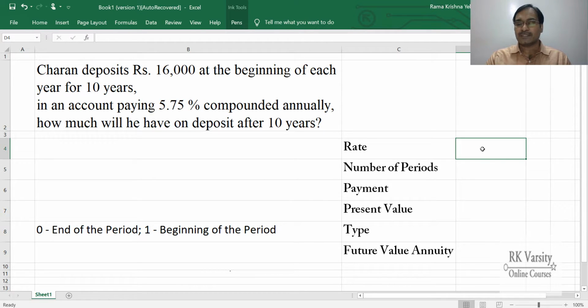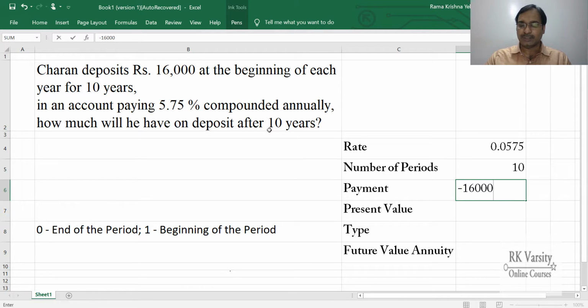So first we'll enter the rate. Rate is 5.75%. Put this in decimals, so that is 0.0575. The number of periods is for how many years he is making this deposit: 10 years, so 10 deposits. Then the payment, the amount that he is depositing, is 16,000, so minus 16,000. Then present value is 0.